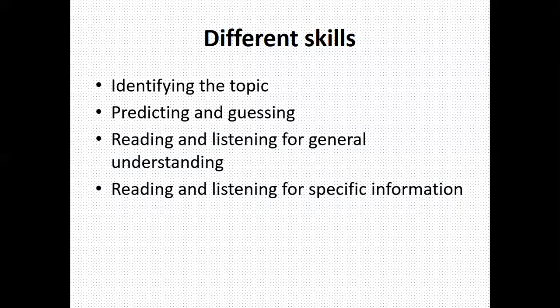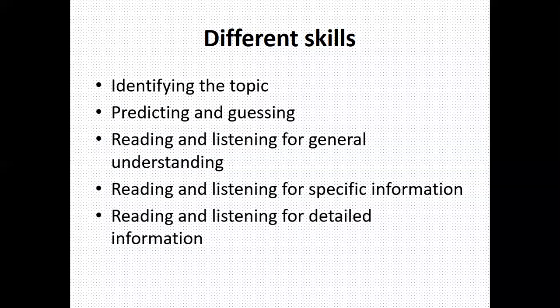Specific information, in this case, means teaching them a scanning skill. If you talk about general understanding, you need to teach them what we call the skimming skill. So skimming, scanning, predicting, or making a guess, and listening for detailed information, interpreting text. This is another skill that you need to develop. So basically what I'm saying is, when you are teaching students reading and listening, you need to make sure that you are teaching these sub skills under reading and listening skills.